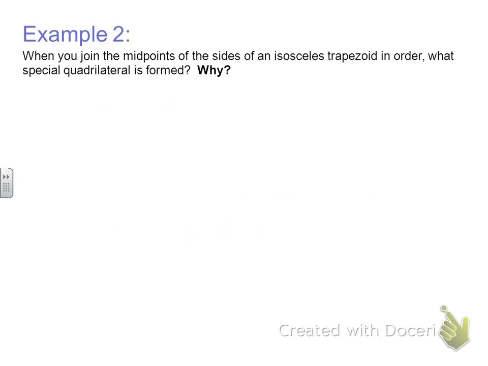So in example 2, it says, when you join the midpoints of the sides of an isosceles trapezoid in order, what special quadrilateral is formed and why? So what are you kind of tempted to do right now? Draw a picture, probably, right? So you're going to sketch something that looks like an isosceles trapezoid. That's where I would start. Do the best you can. My isosceles trapezoids sometimes don't look that isosceles, but doing the best we can.